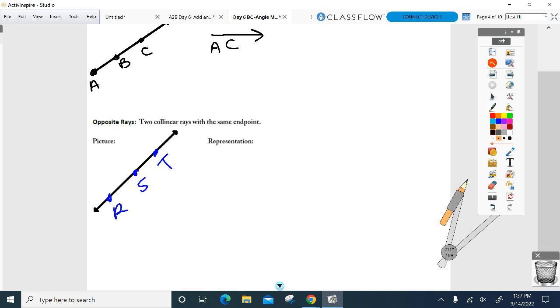All right, there's a bunch of rays in my diagram, but there's only one pair of opposite rays. They have to share the same endpoint and go off in different directions. So ray blank and ray blank are opposite.